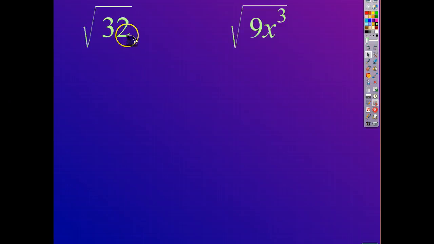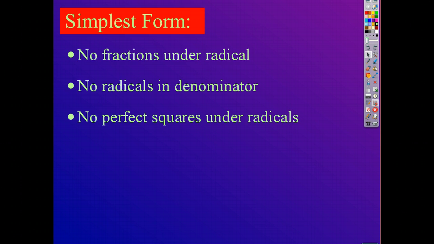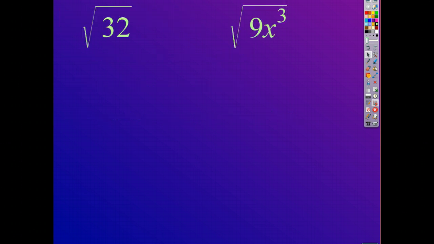The square root of 32, all right? We look back and say, okay, let's take a look at our rules. No fractions underneath the radical, no radicals in a denominator, no perfect squares. If we look at this, there are no radicals in the denominator and there are no fractions, so we don't have to worry about it. But this does have a perfect square in it, okay? You could look at this as, you know that 4 is in it. I also know that 16 is in there. So what I can do is rewrite this as 16 times 2.